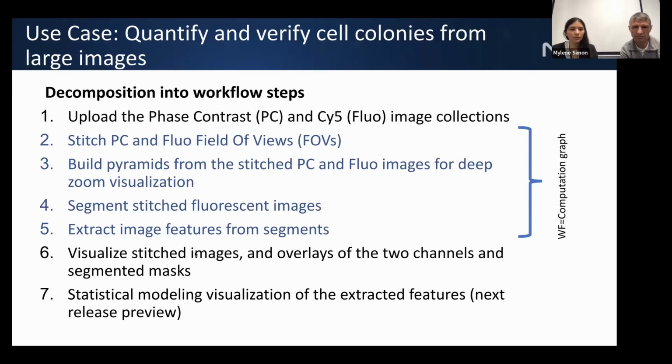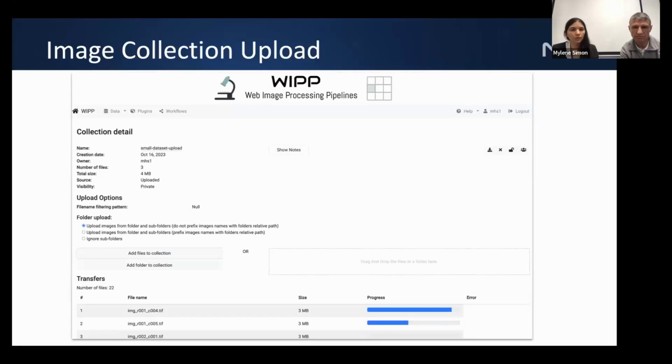So we want to visualize the stitched images. We want to also overlay multiple channels and the mask so we can check the accuracy of the segmentation. And we might also want to do this statistical modeling visualization that we just demonstrated, to get the histogram of the features. So the first step would be to upload the images.